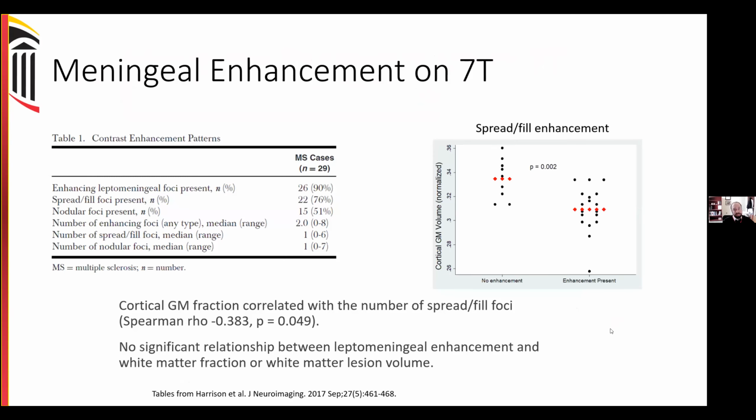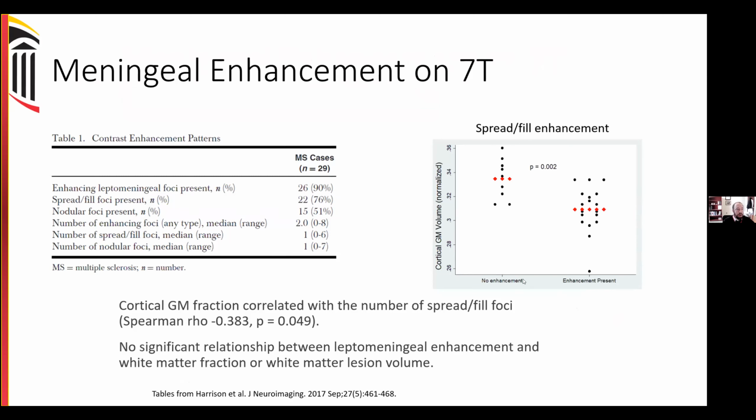In our 7T study, we actually found this to be much more common than what was described at 3T. We found that 90% of our subjects actually had at least one focus, 76% had the spread fill, and 51% had the nodular type.